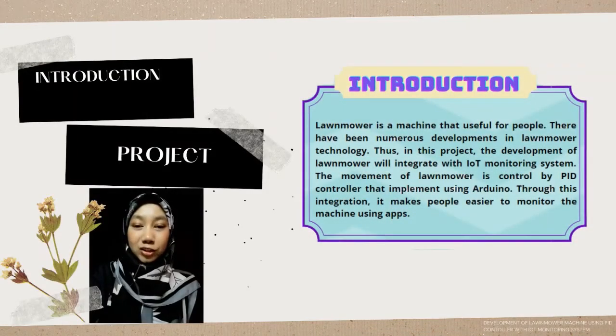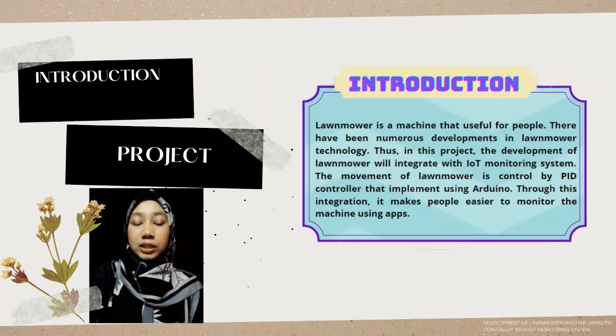Lawnmower is a machine that is useful for people. There have been numerous developments in lawnmower technology. Our world nowadays is going for Industrial Revolution 4.0. It is an environment in which virtual and physical production processes work together. One of the IR 4.0 technologies is the Internet of Things, IoT. IoT creates a connection between the physical and digital world.